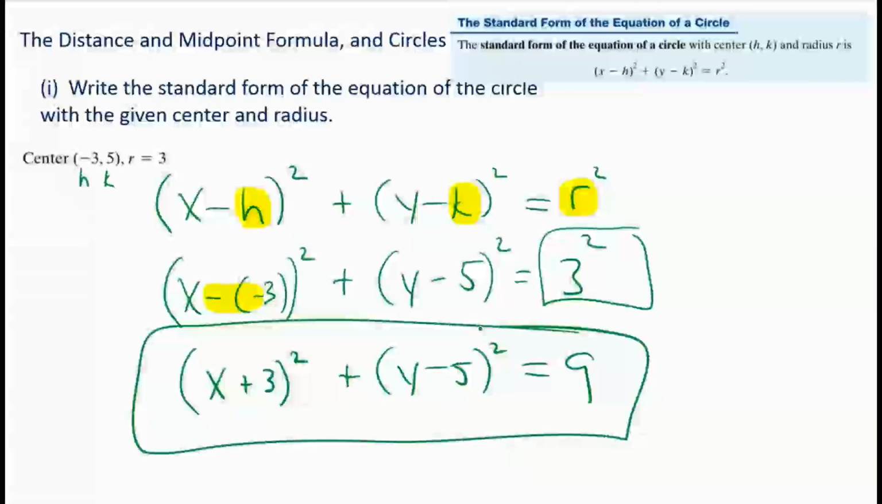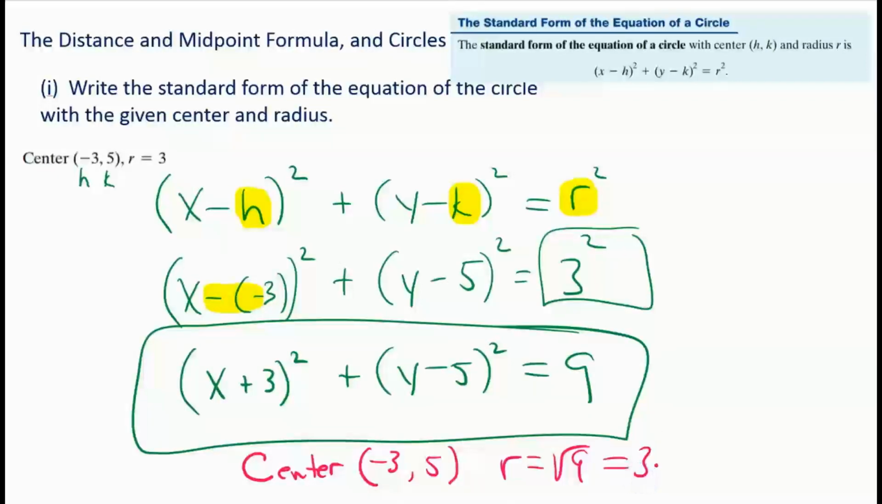Now, there's something I want to point out. You're going to need to be able to do this in reverse also. Like if they give you this equation, if you'll notice, because the formula has minuses, you will see that the center, you change the signs. Okay, so if it's plus 3, your x value is negative 3. If it's negative 5, your y value is positive 5. And then r is always going to be the square root of this number, which is 3. Now, we knew that because they gave us that, but I'm just going from here backwards to show you that skill, because you're going to need that skill in problems coming up in just a few minutes.